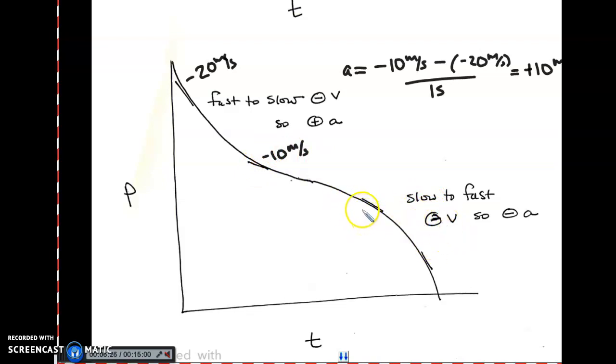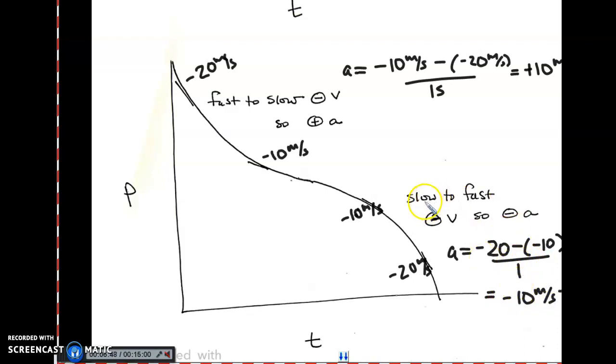And so here, let's say that we're going from slow, negative 20, to fast, okay? My acceleration is going to be final minus initial over time. I'm not putting the units in there, but what we're going to find here is we're going to get a negative acceleration speeding up to the left. So those are worth studying.